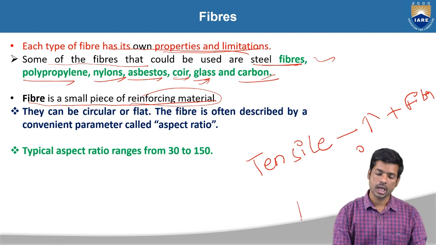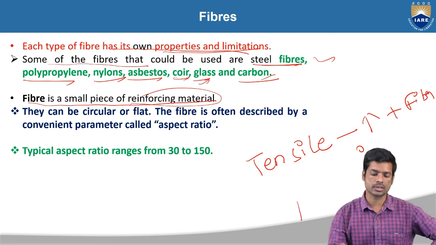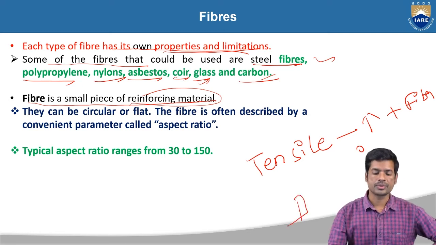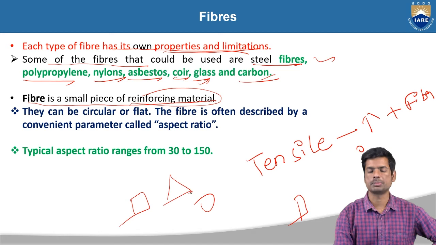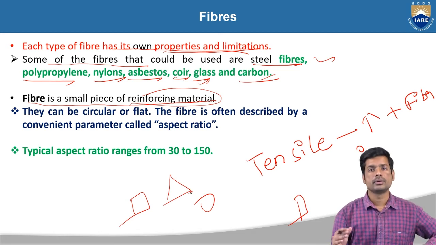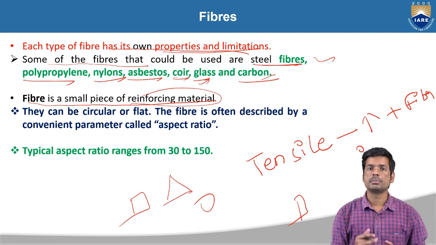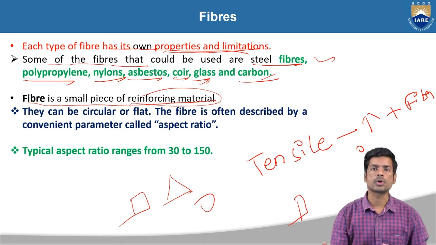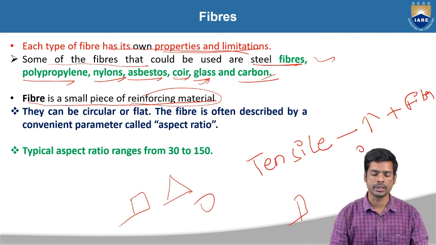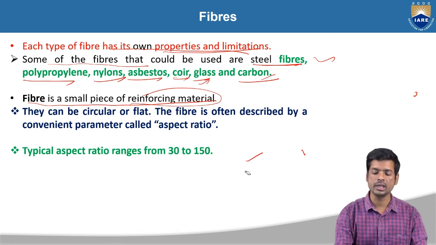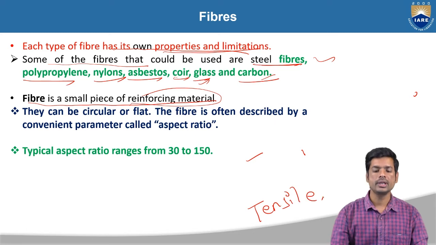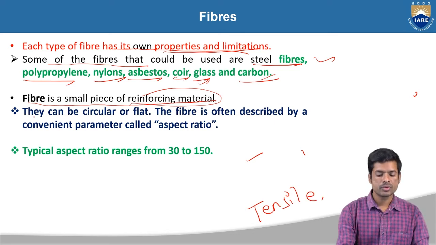Reinforcing material is not only fibers, it may be in different shapes. It may be circular, it may be square, whatever the shape of the material. But whatever the material we are using, if it is going to improve the properties, then it is called a reinforcing material. So here we are using fibers as a reinforcing material to improve the tensile properties of the concrete. That is what about the fibers.